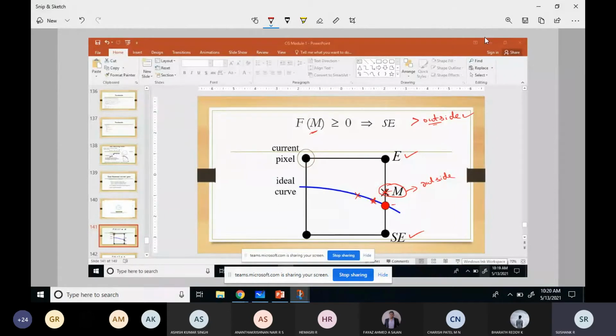Since midpoint m is outside the circle, this midpoint is closest to SC. You can check the distance between E and the point on the circle, and the distance between SC and the point on the circle. If the midpoint between pixel E and pixel SC is outside the circle, then SC will be closer to the circle.